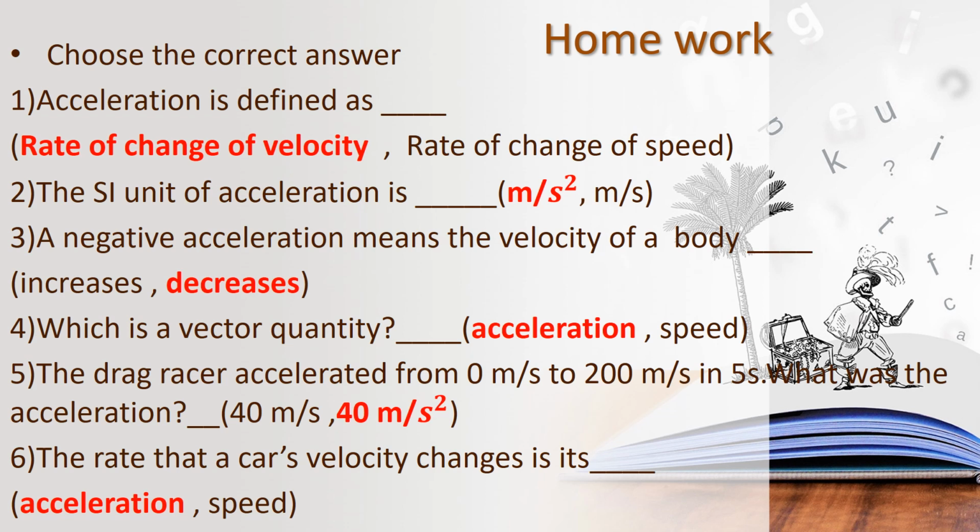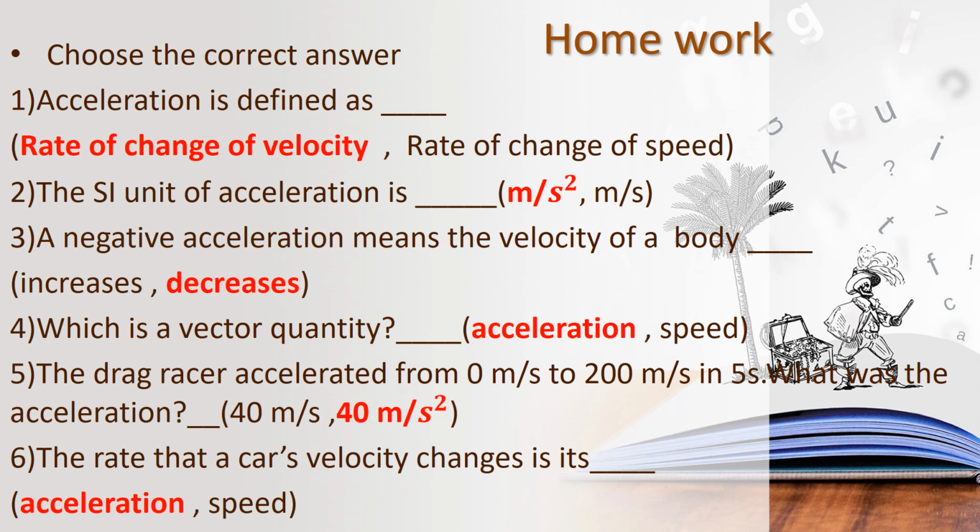And then the fifth one, we know the unit is meter per second squared, so 40 meter per second squared is the answer. The sixth one, the rate that a car's velocity changes is its acceleration. The rate of change of velocity is acceleration. So check your answers, children. If you got any mistake, correct your answers.